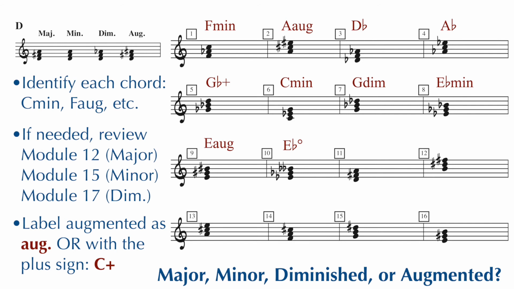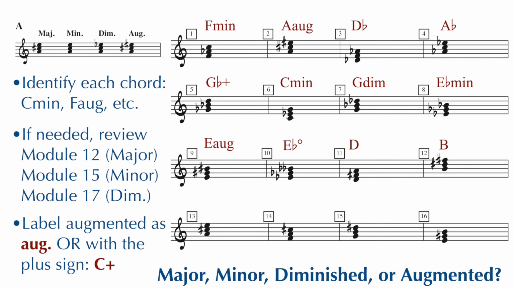Number 11, D, F sharp, A. This is a D major chord. D going up to A is a perfect fifth, and D going to F sharp is a major third. Number 12, B, D sharp, F sharp is a B major chord. B going up to F sharp is a perfect fifth, and B going to D sharp is a major third.